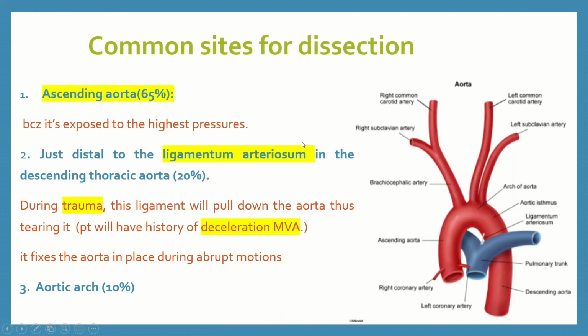The most common site for aortic dissection is the ascending aorta because it's exposed to the highest pressure, and then the second most common site is just distal to the ligamentum arteriosum in the descending thoracic aorta, especially in decelerating trauma, because this ligament will pull the aorta during trauma, thus tearing the aorta, thus causing the dissection. Another common site is the aortic arch.